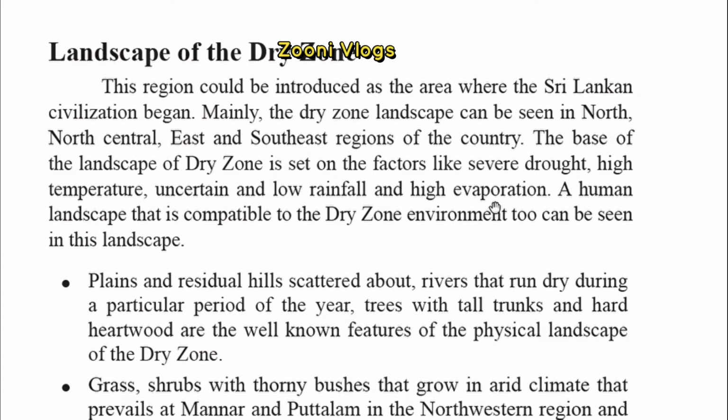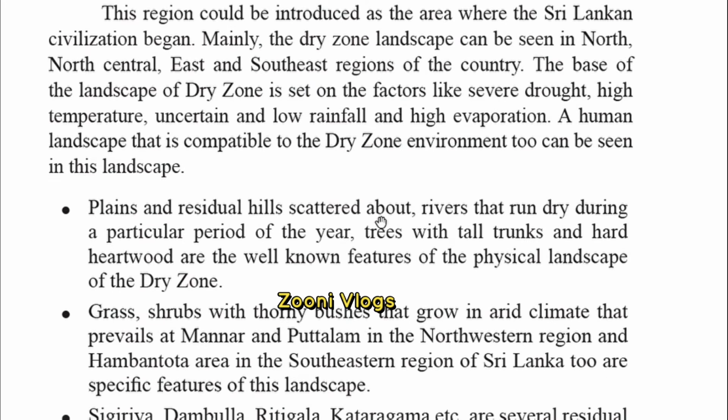A human landscape that is compatible with the dry zone environment can also be seen in this landscape. Plains and residual hills scattered about, and rivers that run dry during a particular period of the year. Trees with tall trunks and hardwood are the well-known features of the physical landscape of the dry zone.